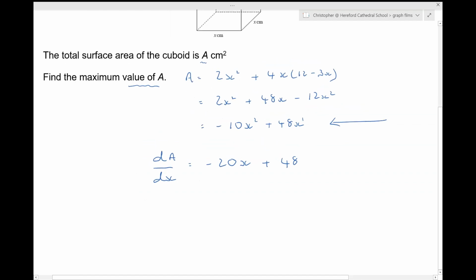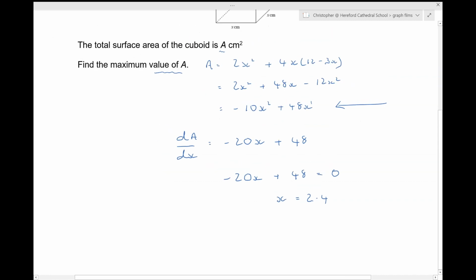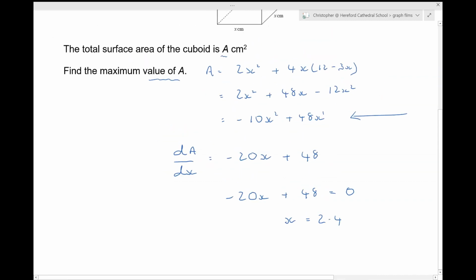And I want a maximum value of A. So I want to know what value of x gives me a maximum. So what value of x makes the differential equal to 0? So I'm going to solve that equation. Quite straightforward to solve, and you will find that x is 2.4. So now I know what value of x gives me the maximum value of A.